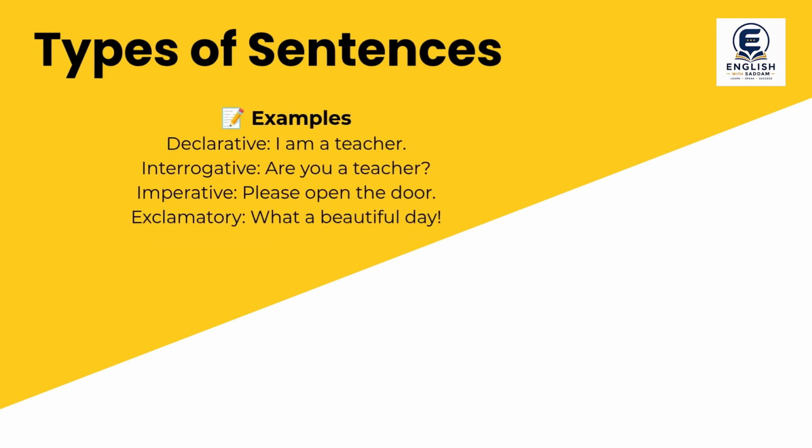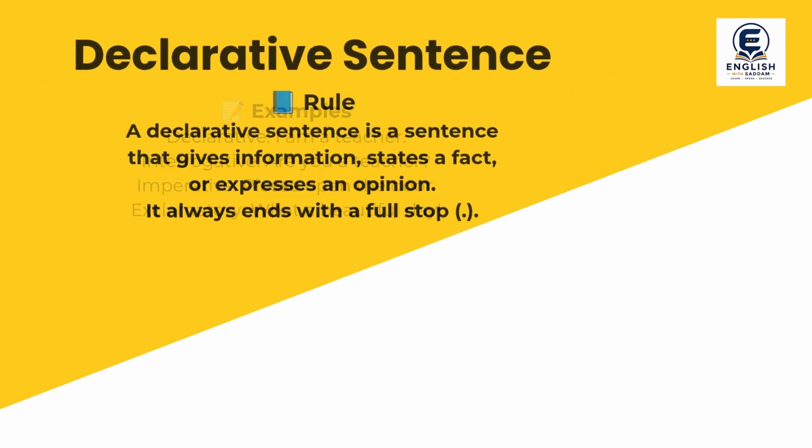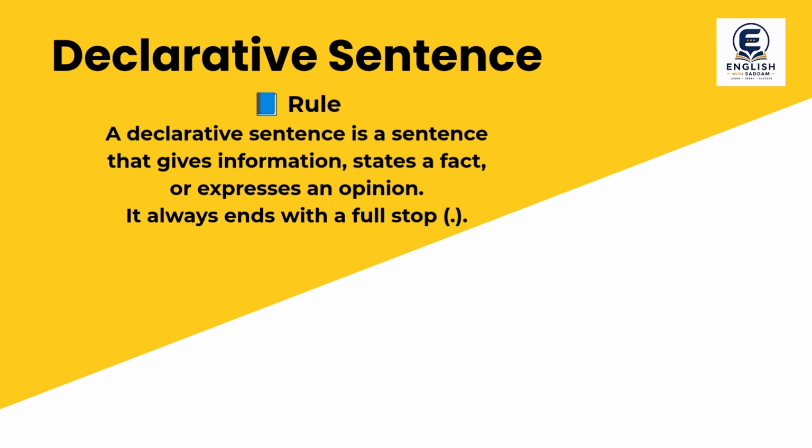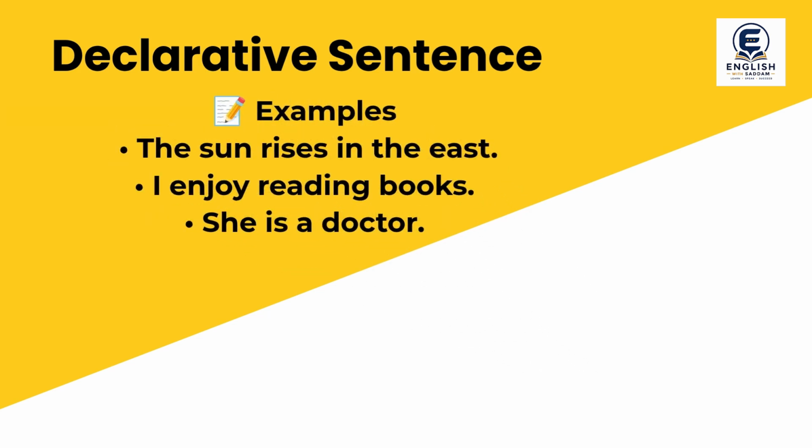Let's begin with the first type of sentence, the declarative sentence. A declarative sentence gives information, like my name is Saddam, or it states a fact, like the sun rises in the east, or expresses an opinion, like I enjoy reading books.